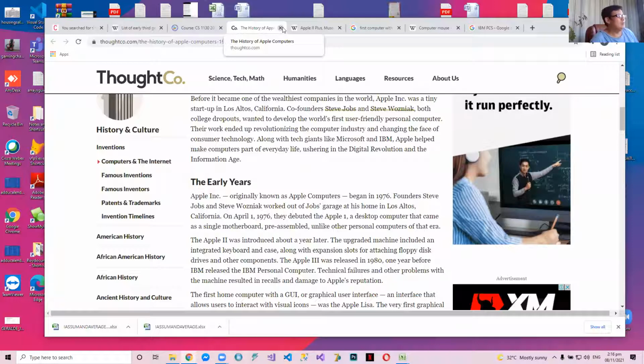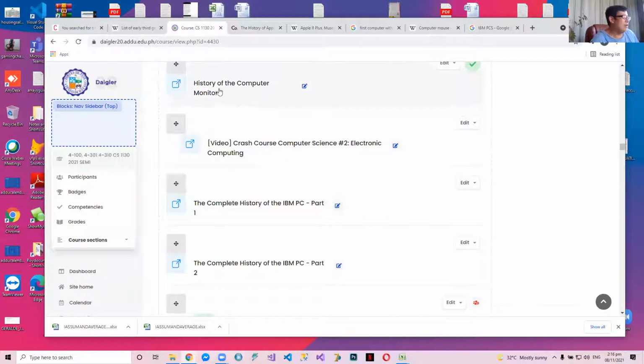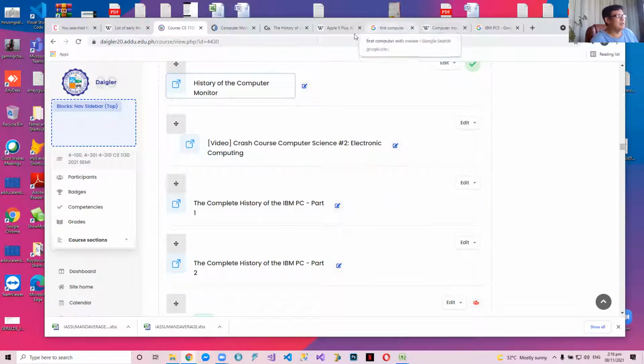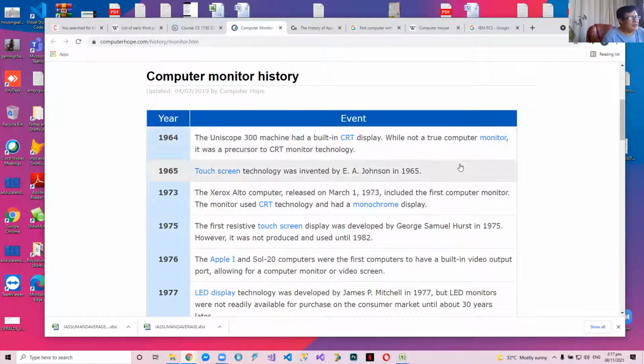Okay, any questions? We'll just go through this now, and then if we are not finished, you just go through this yourself. Let's look at the history of the monitor, because remember that not all computers during the early days have monitors. Okay. This was, remember, the first computer. This is wrong, no? Uniscope 300, because by 1959 CRT was already working with the PDP-1. The first computer with an official CRT display is the PDP-1 by 1959 and 1960. Okay.